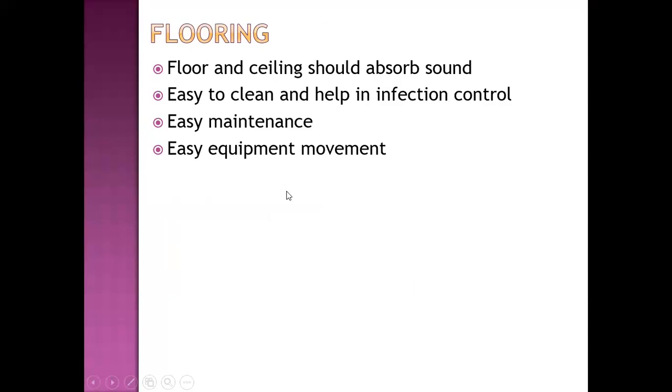Flooring and ceiling should be such that it absorbs sound. Flooring should be easy to clean and should help in infection control. Flooring should be easy to maintain and flooring should permit easy equipment movement.